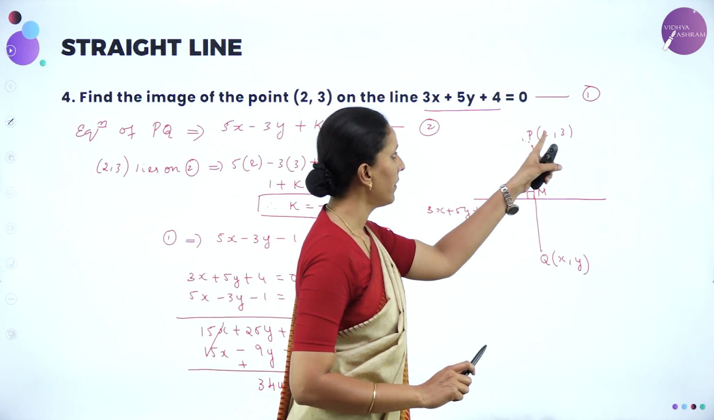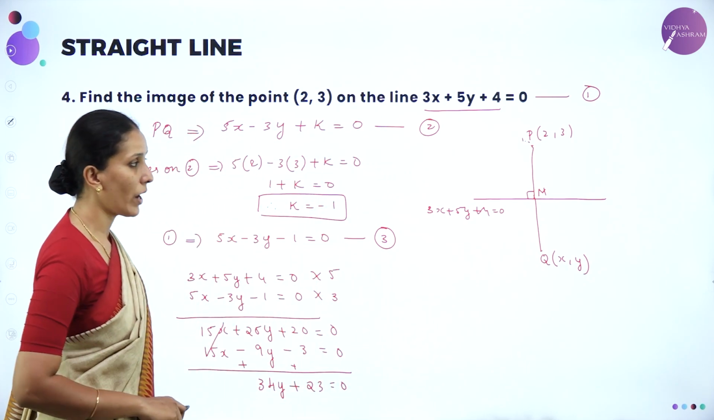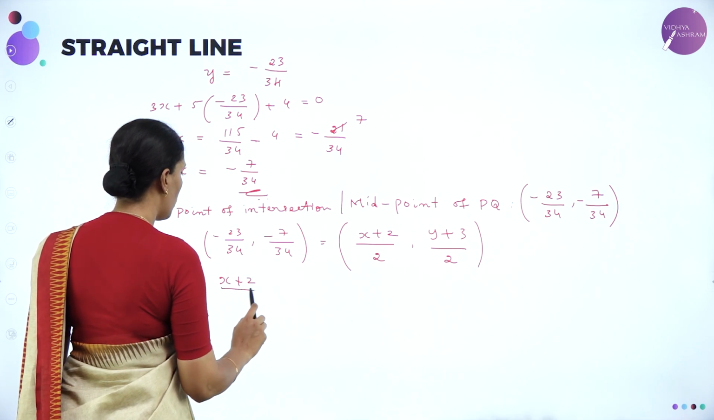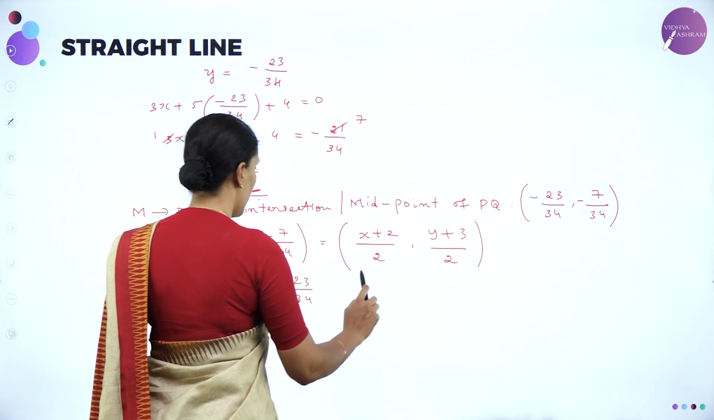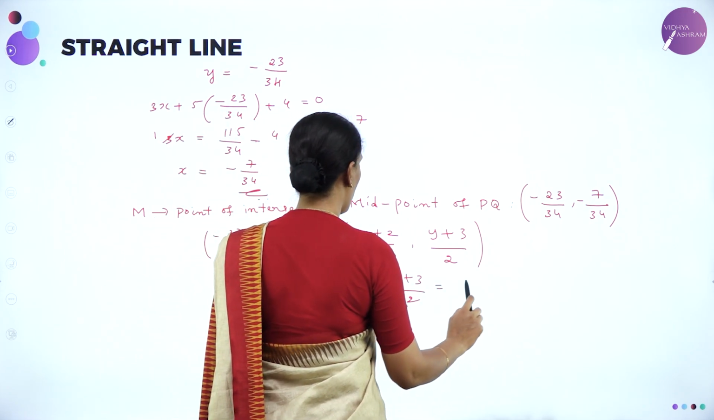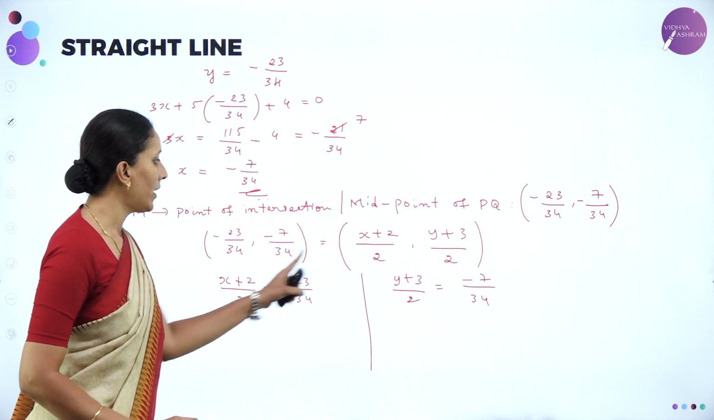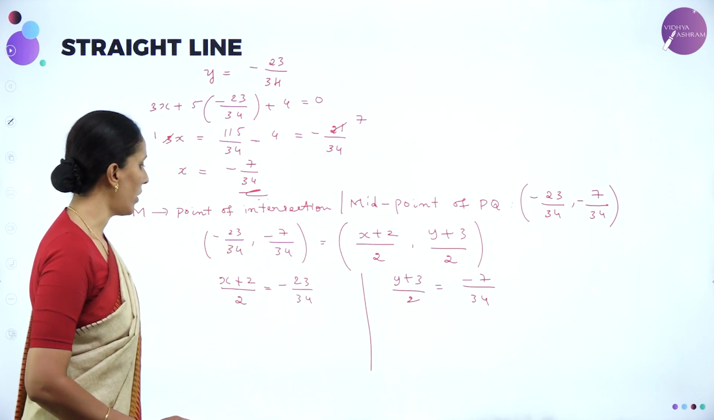We already have x1, y1, x2, y2 here, which I have taken in the form of x, y, 2, 3. Now, let us solve this. (x + 2)/2 is equal to -23/34, and on this side we have (y + 3)/2 is equal to -7/34. So, that is equating the coordinates, x to x coordinate, y to y coordinate.